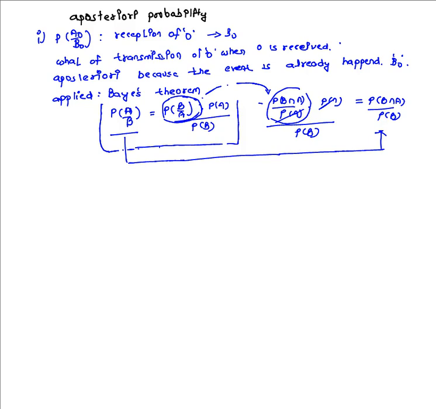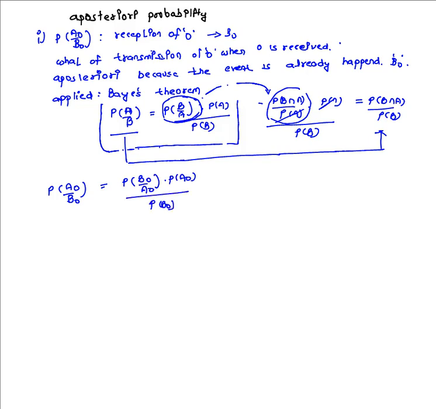P of A by B is equal to P of B by A into P of A divided by P of B. So now let us apply the Bayes' theorem in order to determine our a posteriori probability P of A naught divided by B naught. From the Bayes' theorem we can simply say P of B naught divided by A naught into P of A naught, whole divided by P of B naught.